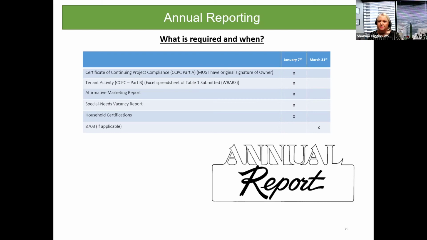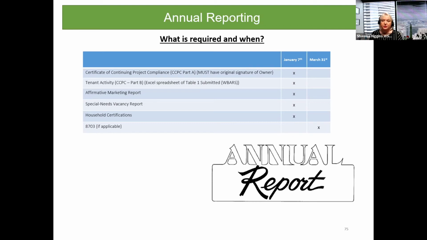That's if you have W bars. A lot of bond properties don't use W bars, only if they happen to be in there for something else. So then the affirmative marketing report and the special needs vacancy report and all the household certifications that are on that request, those are all due on January 7th. And when I say due, they need to be mailed into our office by January 7th.